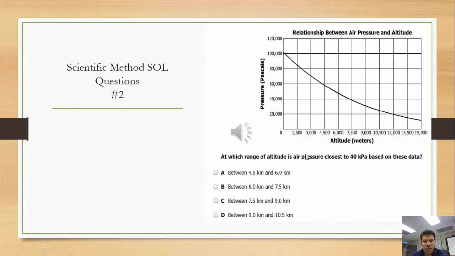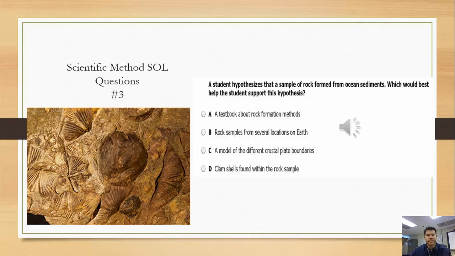So when we look at our choices, we can see that it's not A, but B is the correct answer because it's between 6.0 kilometers and 7.5 kilometers. So the answer is B.